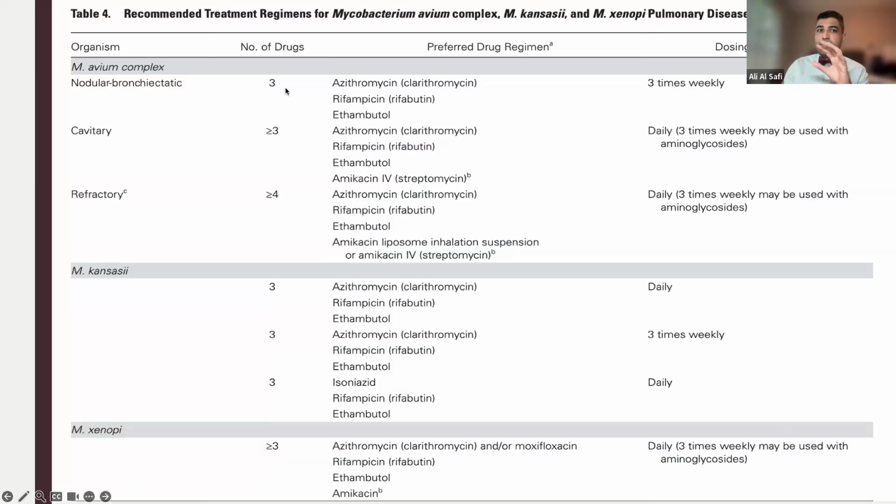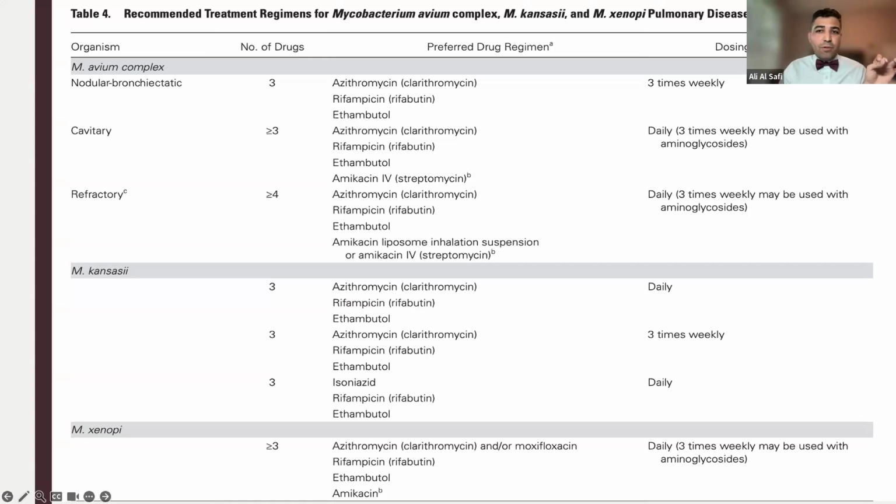So I'll talk about treatment. It's busy, complicated. In this slide, we're talking about the treatment of Mycobacterium avium complex (MAC), kansasii, and xenopi. Kansasii and xenopi are really rare, not as common as MAC, but MAC is common. The treatment can be quite complicated.